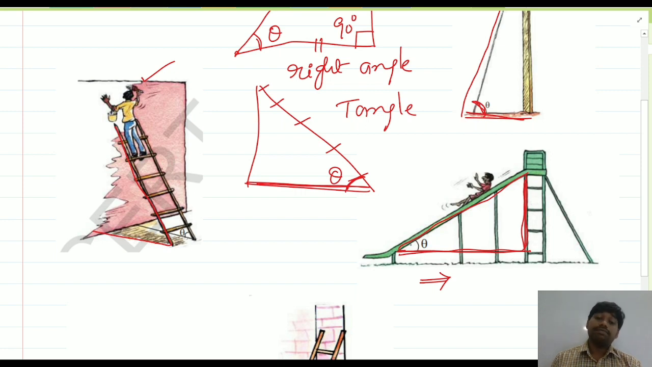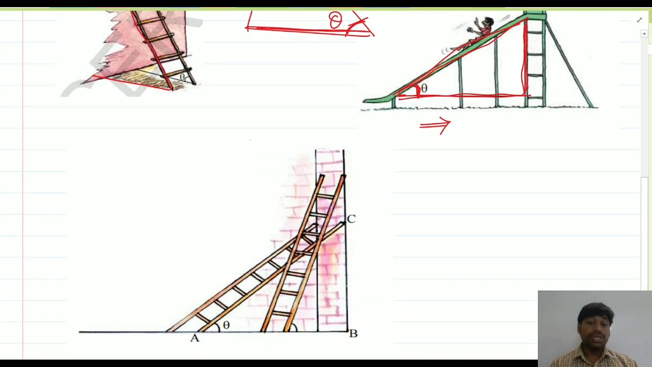Or if you know the angle and the length of the slide, we can decide how much angle we should place, so that we know how much speed the playing boy will come down with, or whether we should increase or decrease the length. So all kinds of actions can be performed with the help of the same trigonometric ratios. You can see here one more example.